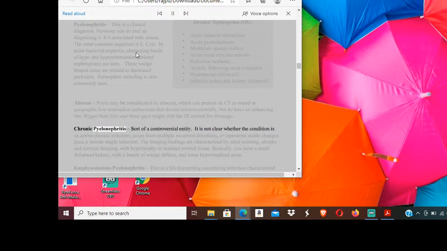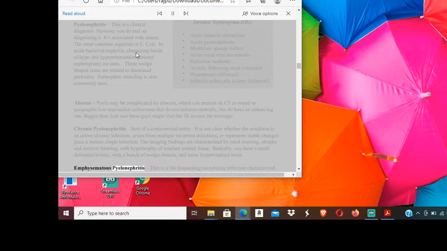Chronic pyelonephritis, sort of a controversial entity. It is not clear whether the condition is an active chronic infection, arises from multiple recurrent infections, or represents stable changes from a remote single infection. The imaging findings are characterized by renal scarring, atrophy, and cortical thinning, with hypertrophy of residual normal tissue. Basically, you have a small deformed kidney, with a bunch of wedge defects, and some hypertrophied areas.